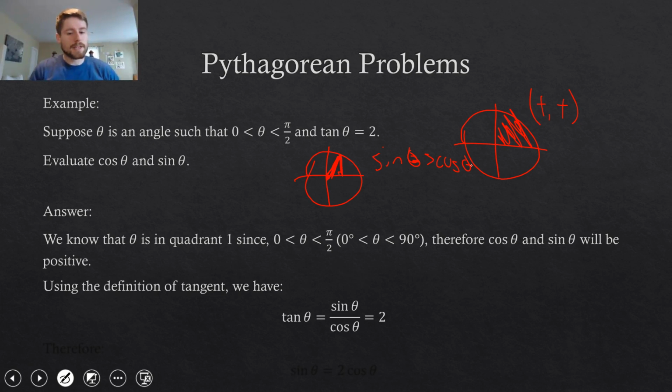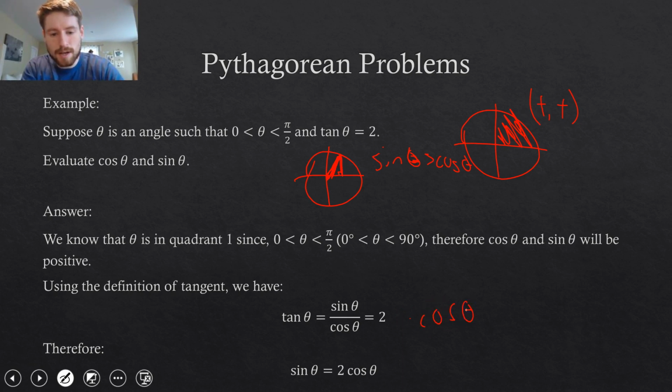Okay, so with the definition of tangent, we know that tangent is sine divided by cosine, and we know tangent is equal to 2 for this problem, so that says sine over cosine is equal to 2. And so that gives us this relation that sine is 2 times cosine of theta. So I just multiplied both sides of this equation by cosine of theta to eliminate the denominator, and so we end up having sine theta equals 2 cosine theta.